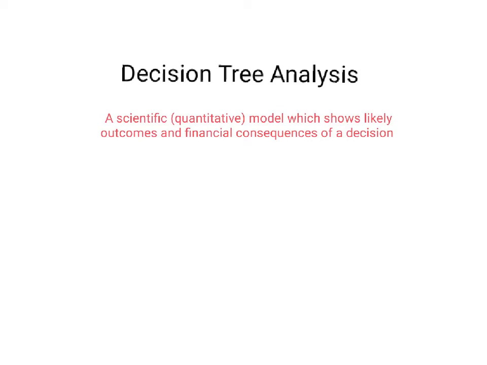And we can say that a decision tree is a scientific approach, i.e. it's quantitative, it's based on numbers, and it shows the likelihood of outcomes and the consequences of outcomes which result from a business decision. So it's a very important model, a very useful model for managers to approach major decisions.